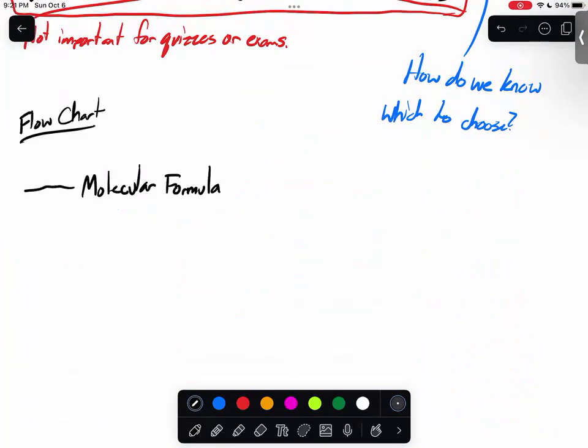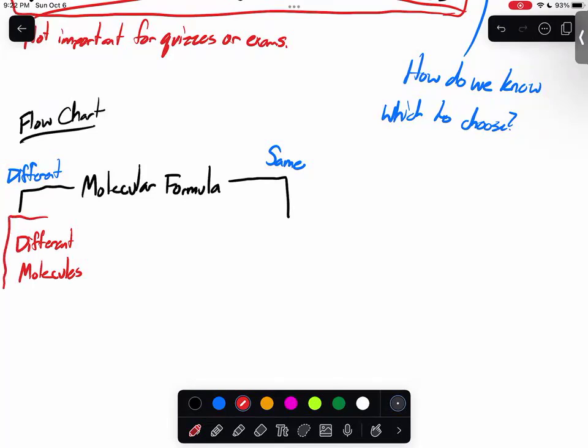Because you can split this into two different directions, right? You can either have the same molecular formula or you can have a different molecular formula. And funny enough, this split automatically tells us something about the molecules. That is, if they have a different molecular formula, they are different molecules, right? They can have no relationship if the molecular formula is completely different. Versus if they're the same, they can have multiple types of relationships, right?